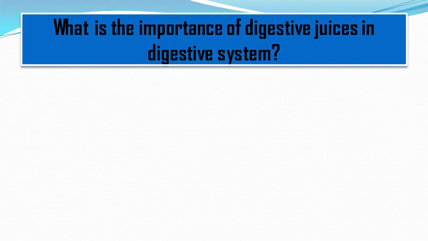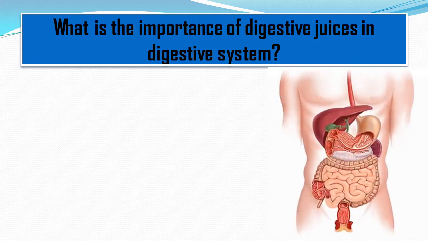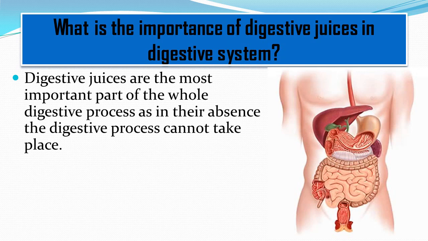Okay. And what is the importance of digestive juices in the digestive system? Different digestive juices are secreted by the system to break down the food from complex to simpler molecules. The digestive juices are the most important part of the whole digestive process, as in their absence the digestive process cannot take place, because the food will be broken down into simpler substances only because of digestive juices. So these are very important in the digestive system.